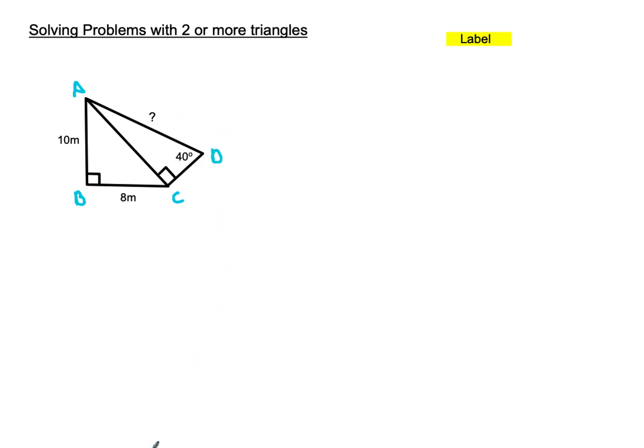The next thing is to try to work backwards. If you work backwards, you plan your way. So I kind of did it before. I have this. I need another piece of information. I don't have enough. So maybe I can get this line right here, AC. And I can get AC by working out my triangle ABC. There's my plan. Okay.